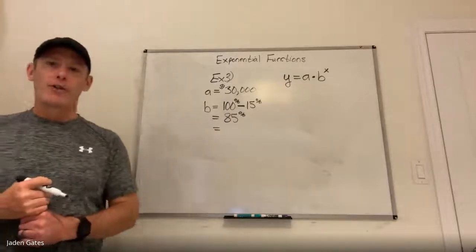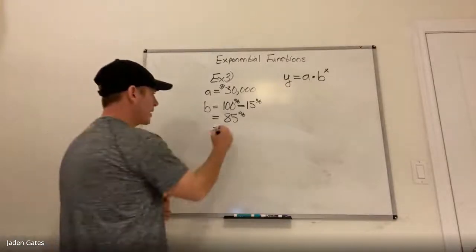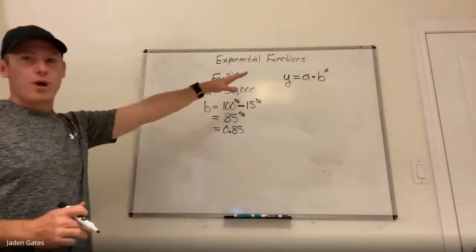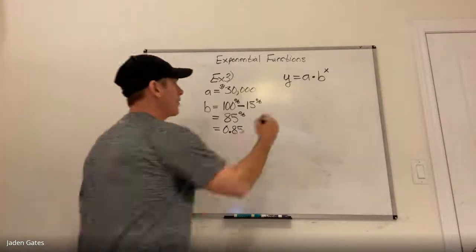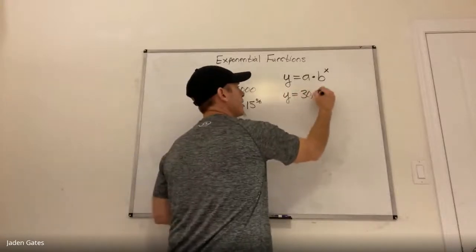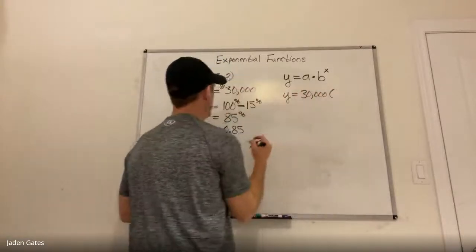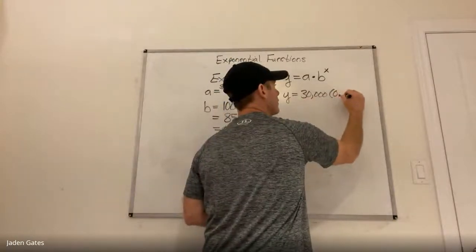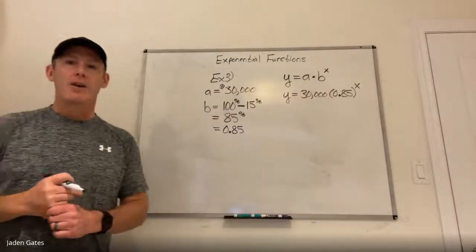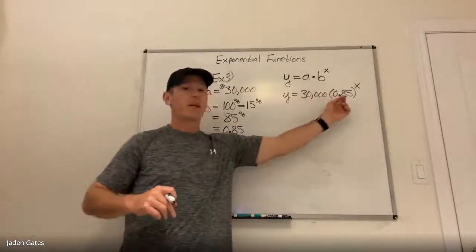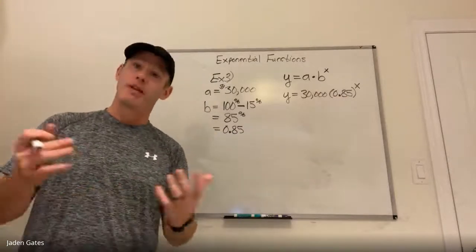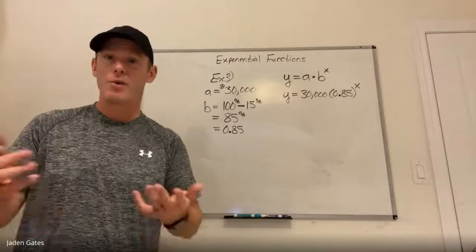Again, I have to convert that to a decimal. Dividing by 100, I get 0.85. All right, so now I can write my exponential equation that I have here. I have y equals my a value, again, 30 grand, times b, which is now 0.85 to the power of x. Again, notice when you look at the b value, it's less than 1, which is telling us this is an exponential decay because the value of your car is decaying. As it gets older, it's not worth as much.